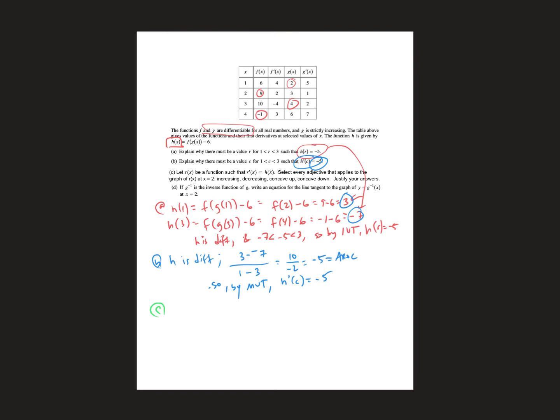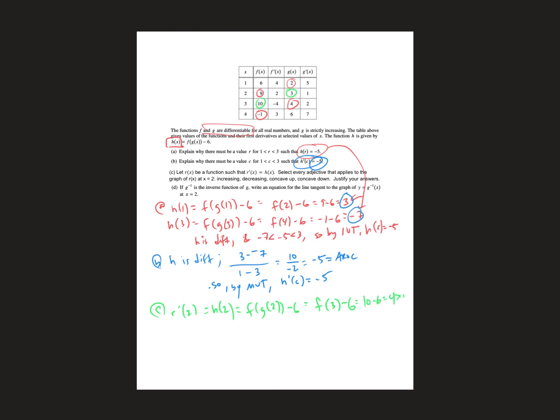Part C. Let r of x be a function such that r prime is h of x, and select every adjective that applies to the graph at x equals 2. So r prime is h. Let me fix that. R prime of 2 is h of 2. And h of 2, we haven't found yet. That's f of g of 2 minus 6. And so g of 2 is 3. And f of 3 is 10.